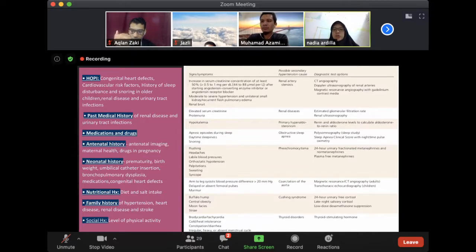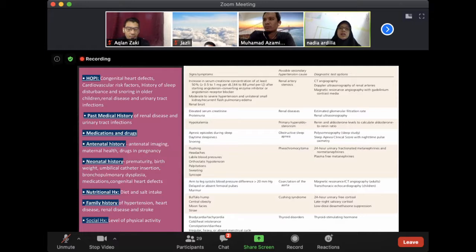You already know about the coarctation of aorta, right? Maybe there'll be delayed or absent femoral pulses, and also there may be some murmur. And then in Cushing syndrome, you can look out for buffalo hump, central obesity, moon facies, right? As well in thyroid disorder, maybe you can see bradycardia in hypothyroid, tachycardia in hyperthyroid. Is there any cold or heat intolerance, constipation or diarrhea according to hyper or hypothyroidism, as well as any irregular, heavy or absent menstrual cycle?